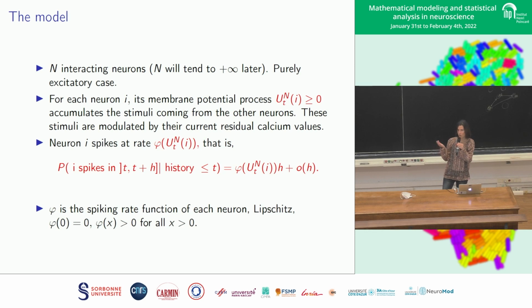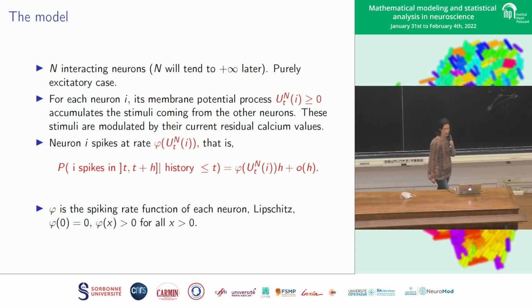And then spiking occurs according to a point process with a spiking rate that depends on the membrane potential through a non-linearity. So this little phi here is the rate function, something like arctangent. That just means that the probability of spiking within a small time interval after time t of length h, given the whole history, that means also all the interactions, is just the function phi of the current membrane potential times the length of the interval.